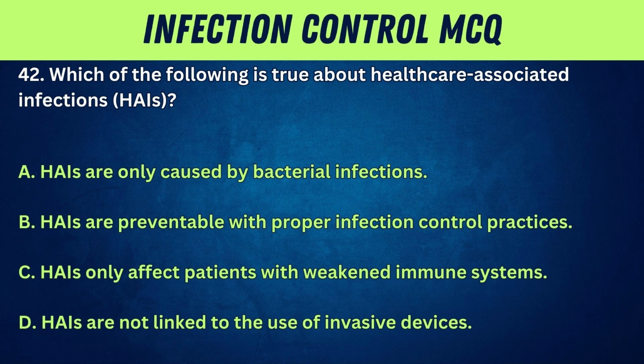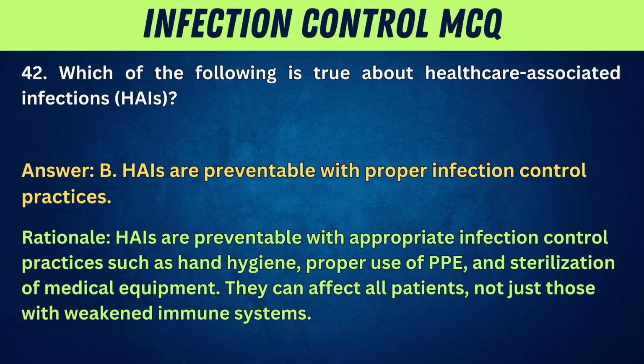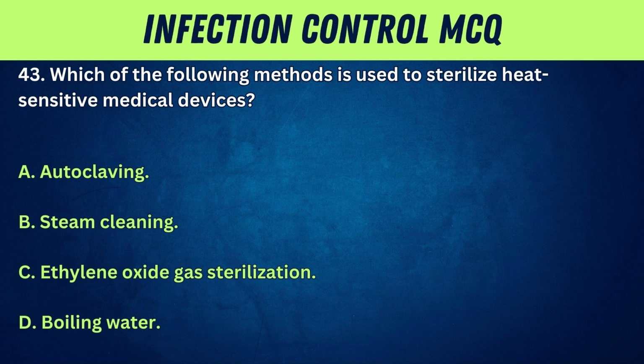A. HAIs are only caused by bacterial infections. B. HAIs are preventable with proper infection control practices. C. HAIs only affect patients with weakened immune systems. D. HAIs are not linked to the use of invasive devices. Answer: B. HAIs are preventable with proper infection control practices. Rationale: HAIs are preventable with appropriate infection control practices such as hand hygiene, proper use of PPE, and sterilization of medical equipment. They can affect all patients, not just those with weakened immune systems. 43. Which of the following methods is used to sterilize heat-sensitive medical devices?